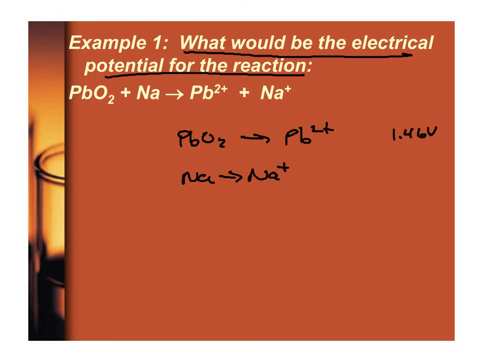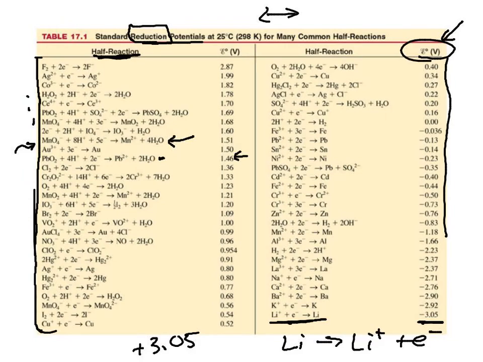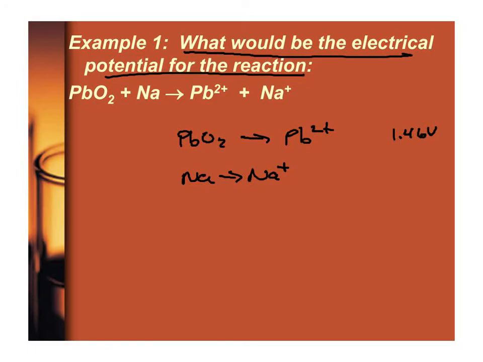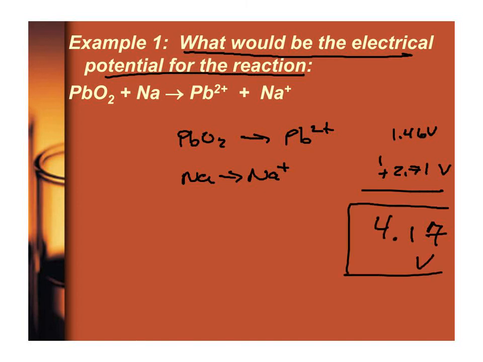And if I wanted to write the reaction, it was given in that problem, and you could go back. Now, the sodium will be easy to find because I bet it's right down here. It's the reverse of this reaction, and it's 2.71, so it'll be positive 2.71. And you know what you do with volts? You simply add them. So 1.46 plus 2.71 is 4.17 volts for this particular reaction.